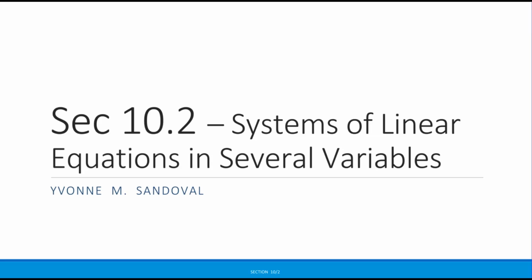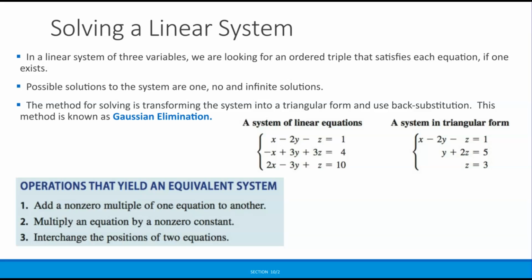Systems of linear equations in several variables, part 1. We've been looking at solving systems of linear equations. What we're looking at in this section in particular is a linear system of 3 variables. When we have a solution, we're looking for that ordered triple, that value for x, y, and z that satisfies each of the equations that we're given.